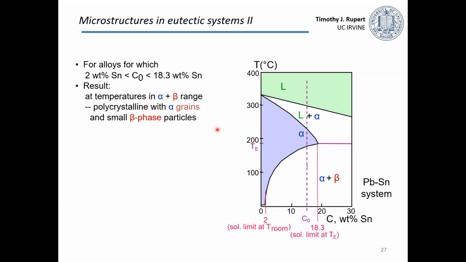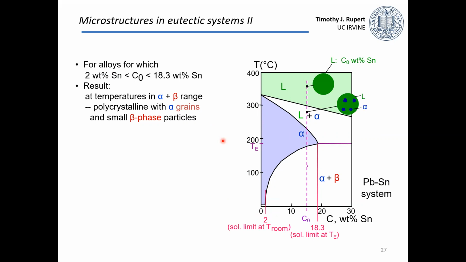We can move over a bit on this phase diagram. Now we're going to be between that solubility limit at room temperature of 2% and that solubility limit at the eutectic temperature. So we're going to be in between that. We'll start out as a liquid again. We move down to the 2-phase region.